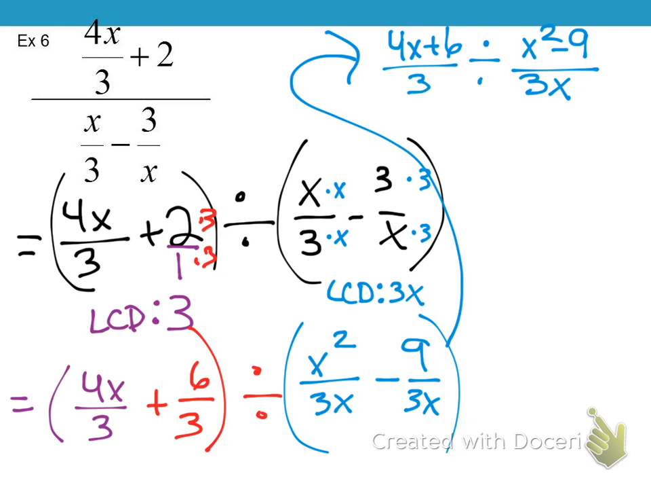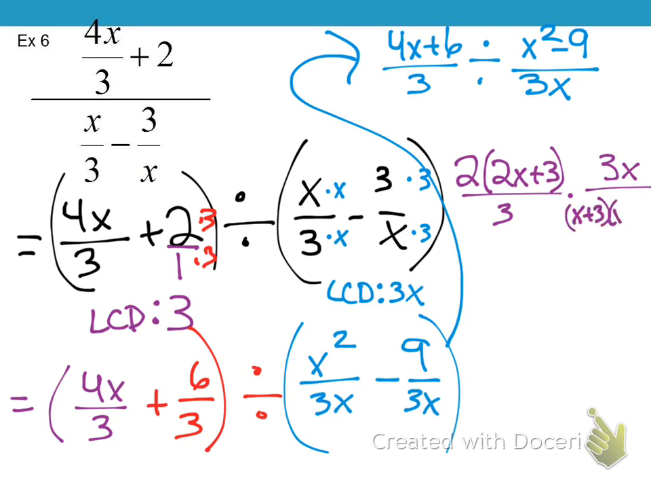All right, so 4x plus 6. Let's start there. You can factor out a 2. Okay, so that's going to be 2 times 2x plus 3. Now, I don't know if that's going to be a productive move or not, but I'm going to go with it. Okay, change, flip, and then how am I going to write x squared minus 9? X plus 3, x minus 3.